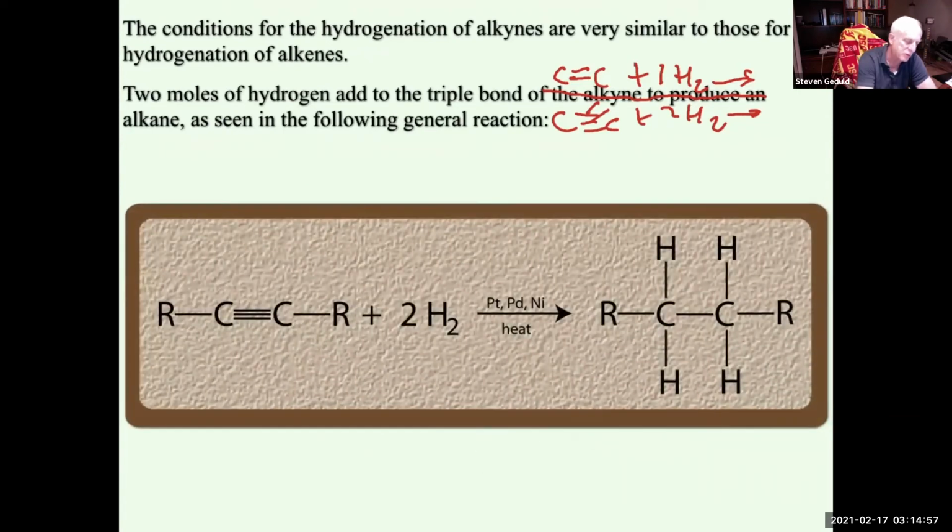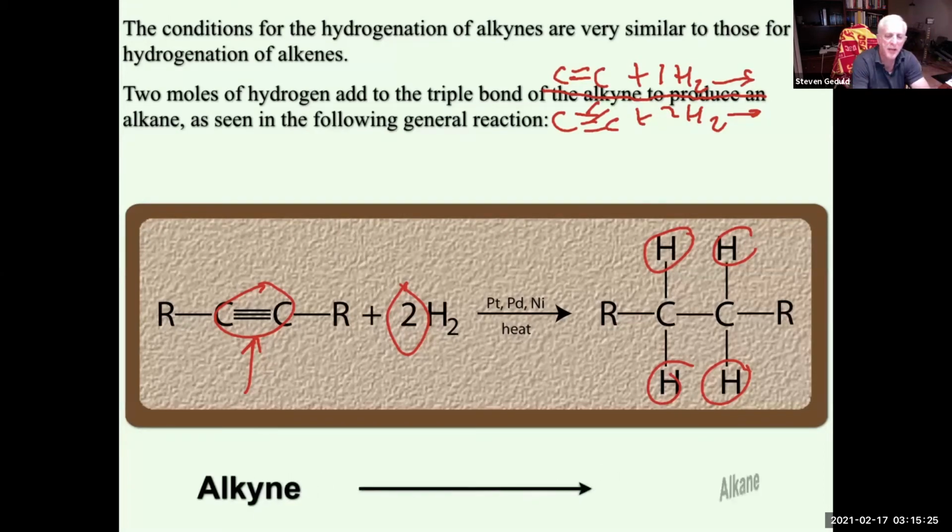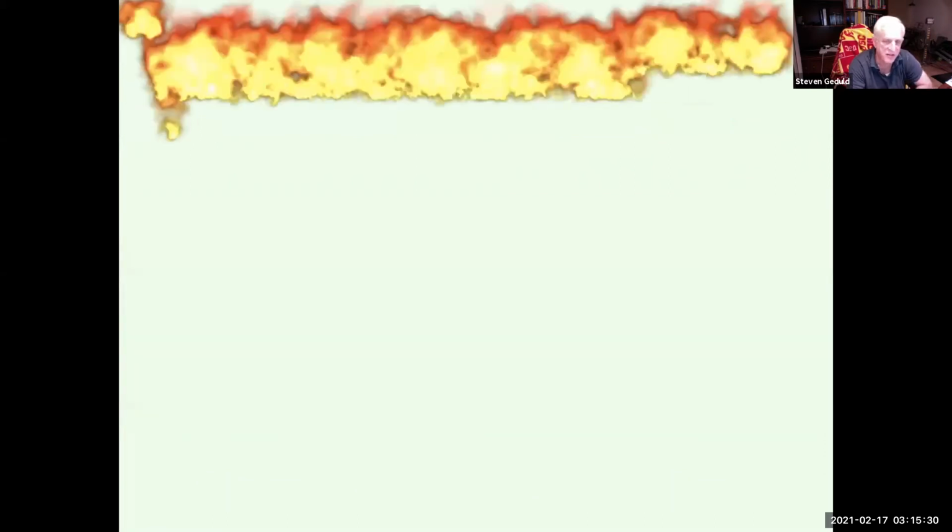Okay. So here's your triple bond. So now you have to add this hydrogen here and here, and then this hydrogen here and here. So I need 2 moles of hydrogen because of the triple bond. That's the difference. It still takes platinum, palladium, or nickel, and still has your heat or pressure for it to go. So that's an alkyne, and it converts to an alkane. It just takes double the amount.